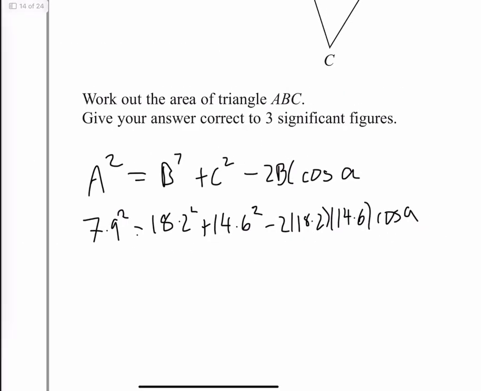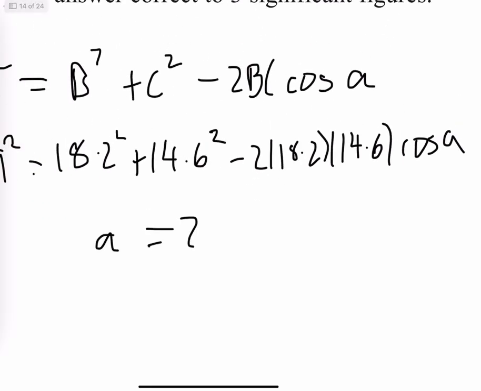7.9 squared minus 18.2 squared minus 14.6 squared, divided by -2 times 18.2 times 14.6, close bracket. Good check here, your answer should be between -1 and 1. And then we do inverse cos. Make sure your calculator's in degrees. There should be a little D on your calculator, to get A equals 24.9.